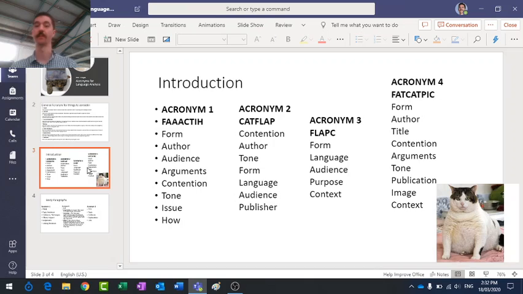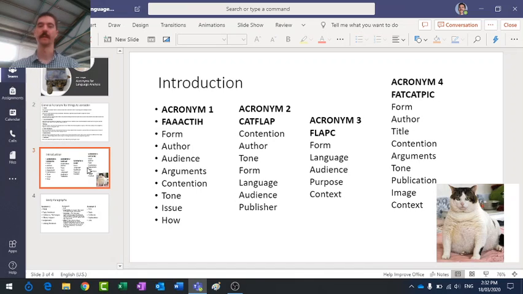Usually I use acronym 4, which is Fat Cat Pick, so form, author, title, contention, arguments, tone, publication, image, context. So you'll need to firstly remember the acronym for that and then actually remember what they relate to, which in this case are listed there.